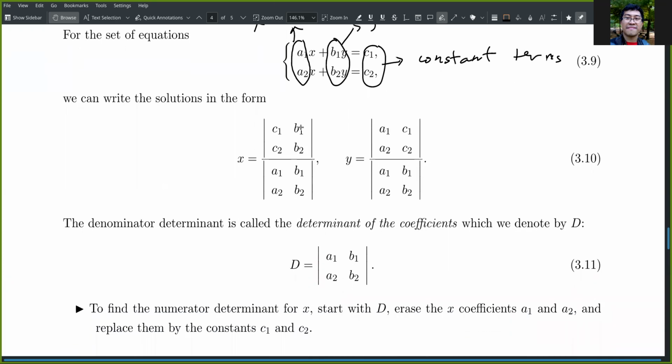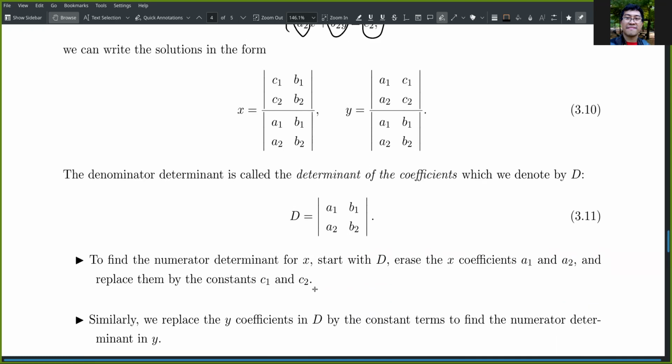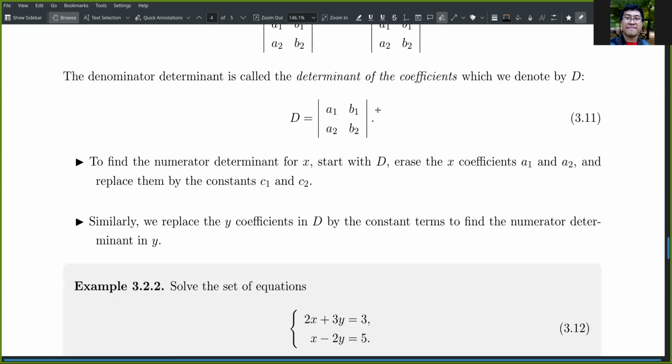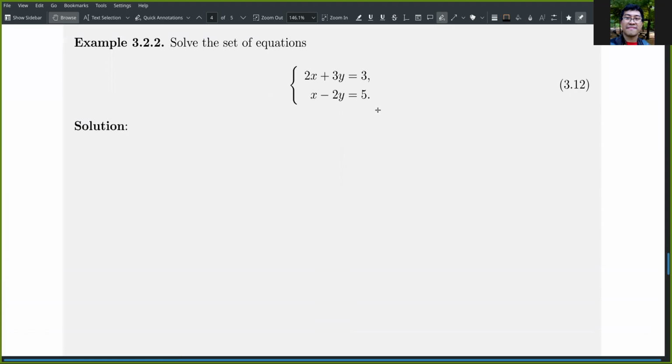To find the numerator determinant for x, start with D, erase the x coefficients, and replace them with the constant terms. So you remove a1 and a2 and replace them with c1 and c2. For y, you replace the y coefficients of D with the constant terms c. That's why you have this. Now let's solve a set of equations.